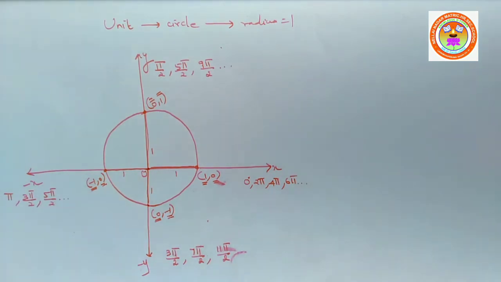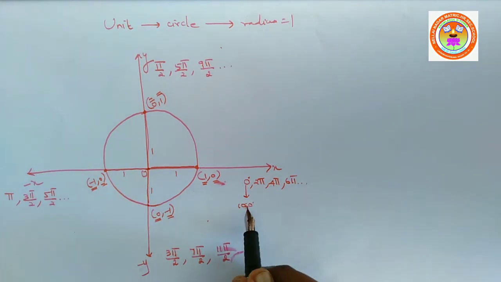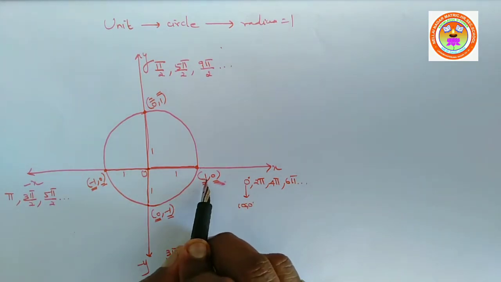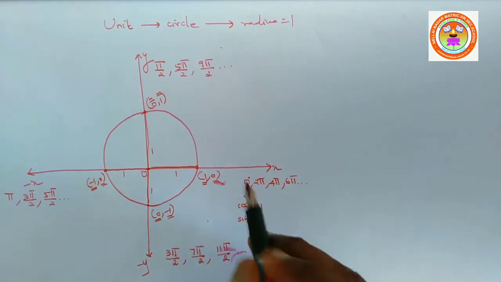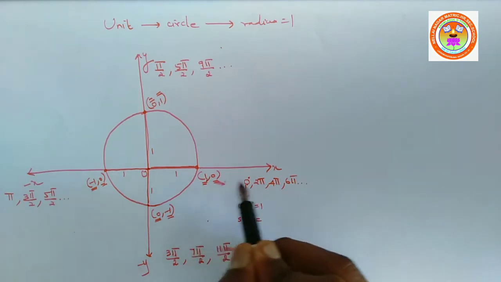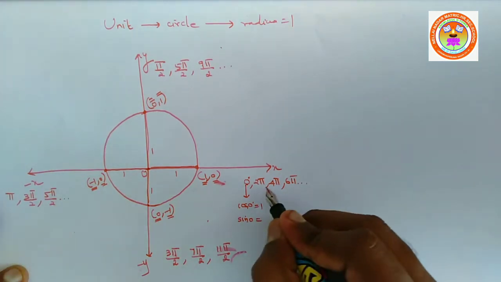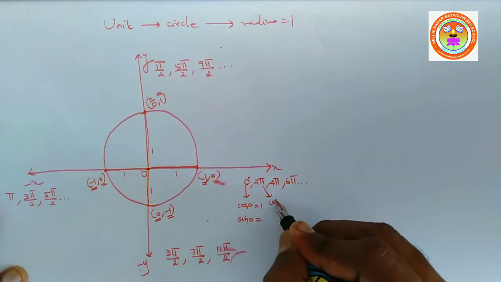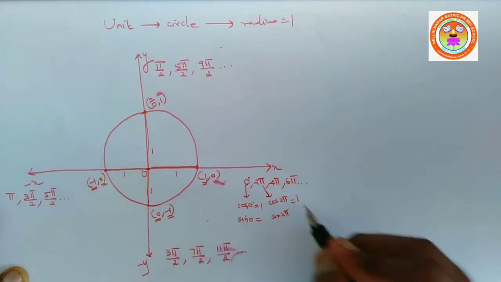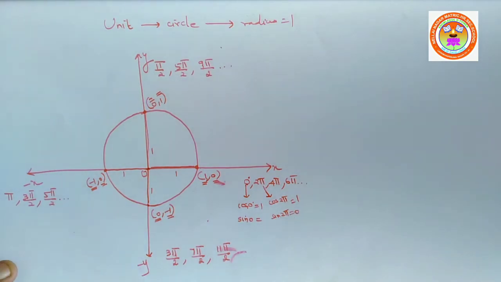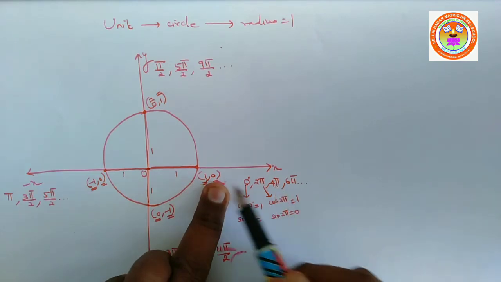So, cos 0, I am going to take cos 0. What is cos 0? It is 1. What is sin 0? Cos 0 is 1, sin 0 is 0. That's all. See how easily we can find the values. Sir, you can choose 2 pi, sir. Yes, I will take it. Cos 2 pi, sin 2 pi. Cos 2 pi is 1, sin 2 pi is 0. Like that, cos 4 pi is 1, sin 4 pi is 0.